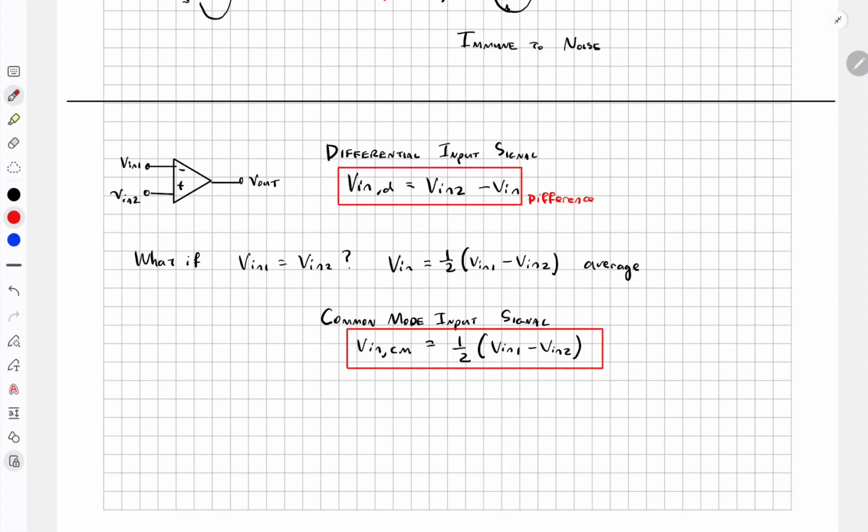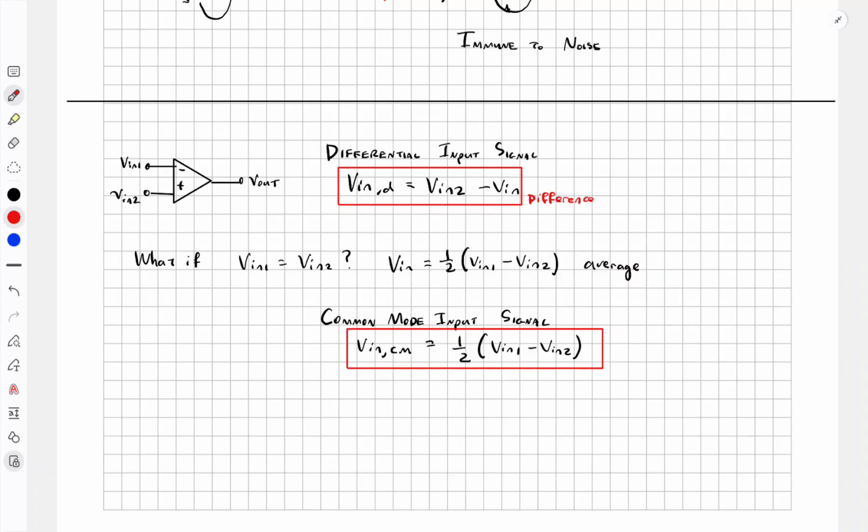So the differential input signal is taking the difference of V in 1 and V in 2, but the common mode input signal is taking what's common to both. It's taking what exists in both, what is the same in both, so it's just taking the average. We call that the common mode input signal.